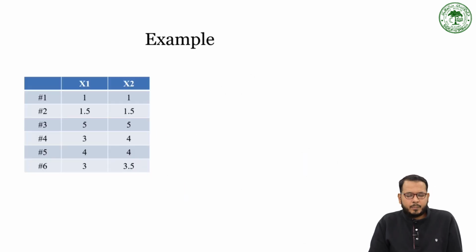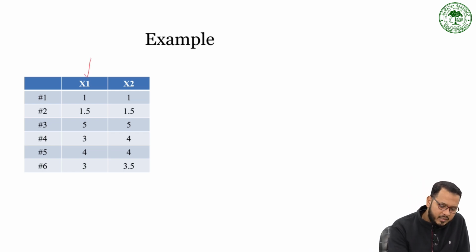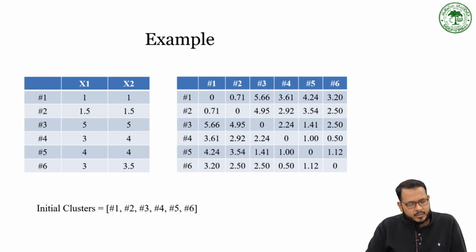Now let's see one example to understand agglomerative clustering in a better way. Let's say I have these 6 data points and my data has only 2 variables, x1 and x2. So to apply the clustering algorithm, hierarchical clustering, in this case agglomerative clustering, we will calculate a distance matrix.